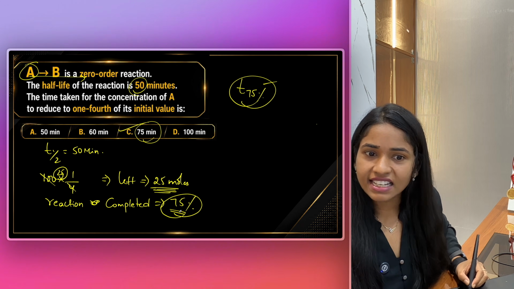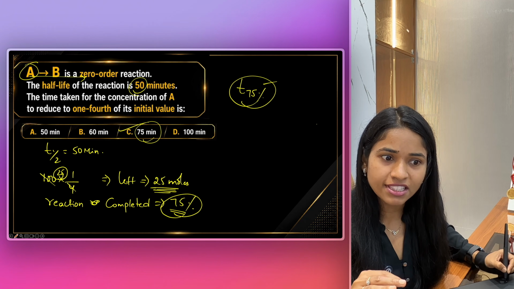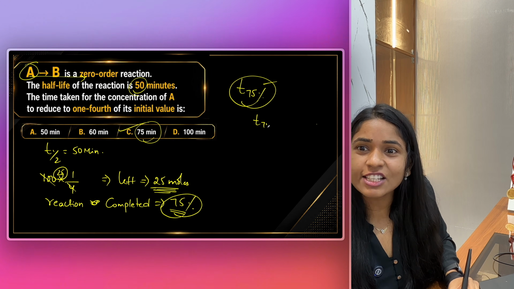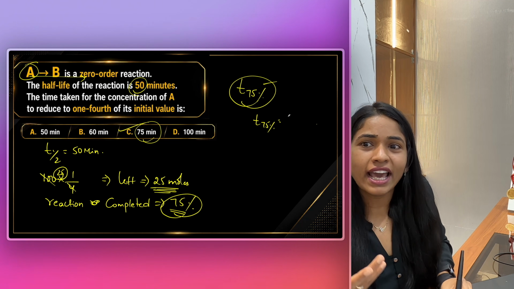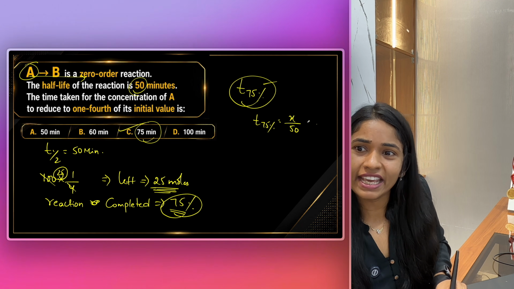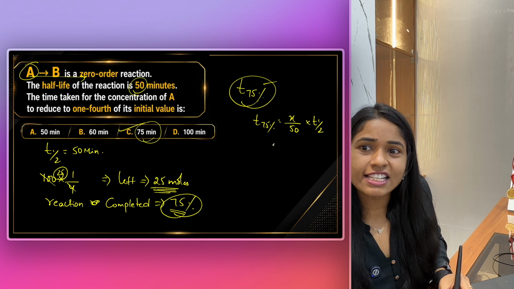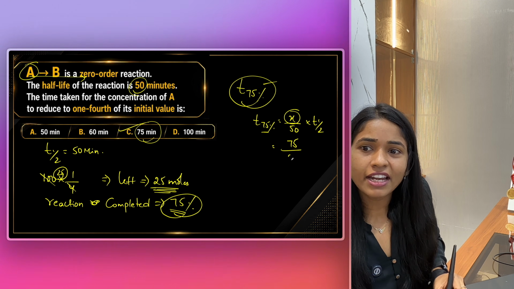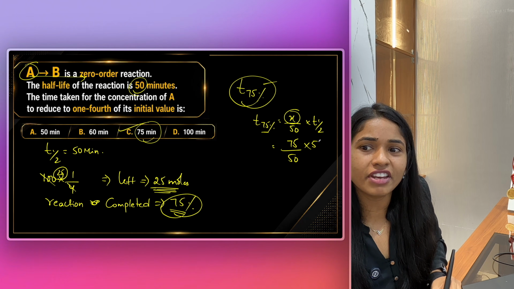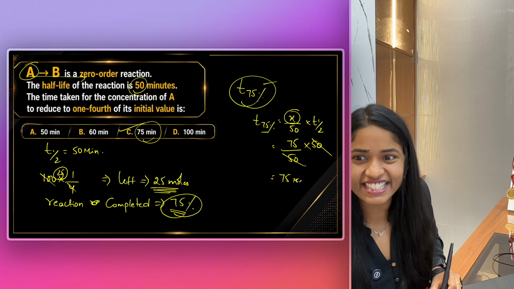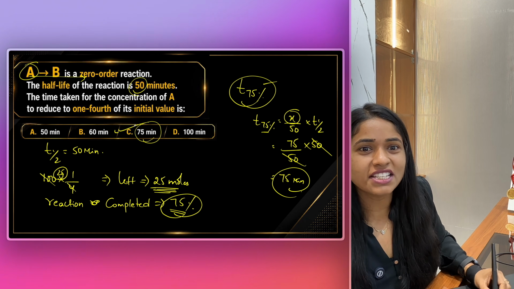One more thing here, reaction completed is 75%. So what you can do is a final touch up. T 75% is equal to, what is the formula? We know directly, that is x by 50 into T half, right? So x is how much? How much percentage is completed? 75 divided by 50 into the half life given in the question, which is 50. So 50 cancels, 75 minutes. This is the correct answer. Option C is the correct answer.